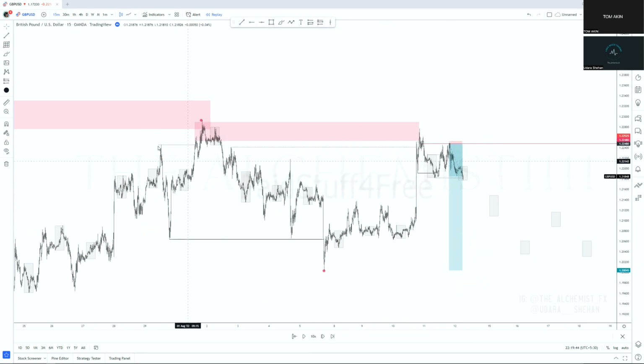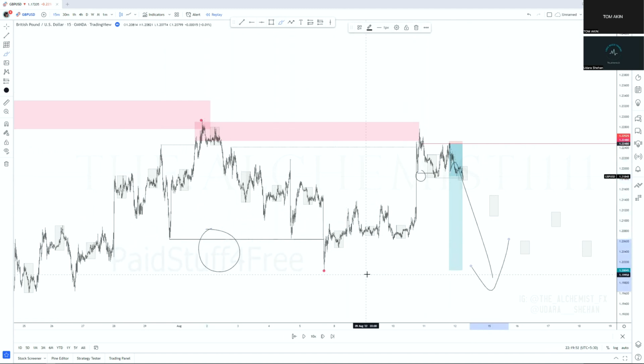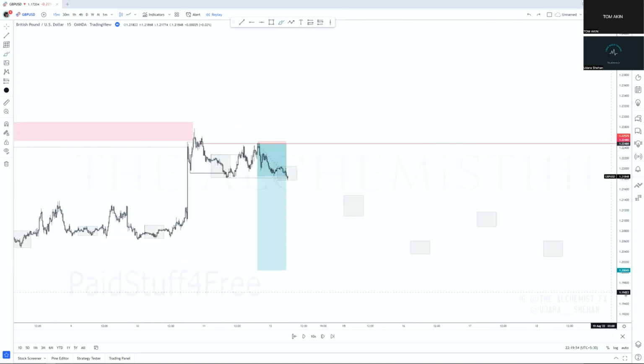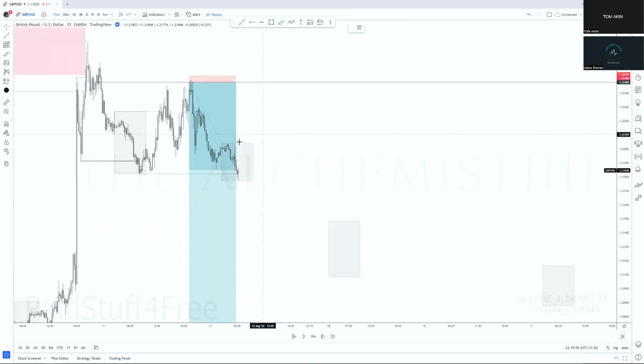Why are we doing that? Major break of structure, bearish, counter trend bearish, expansion of this range. Can you understand that? Okay, so that is what we're doing. Same exact thing. What do we do the next day?